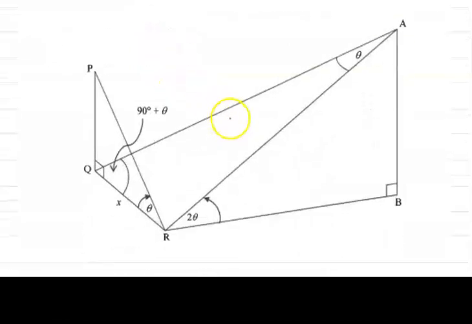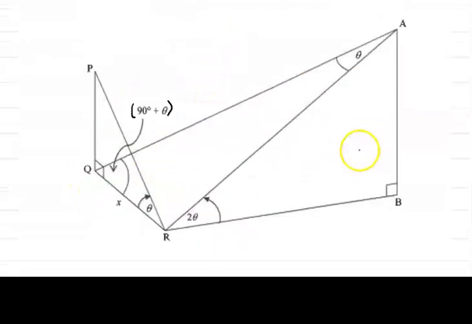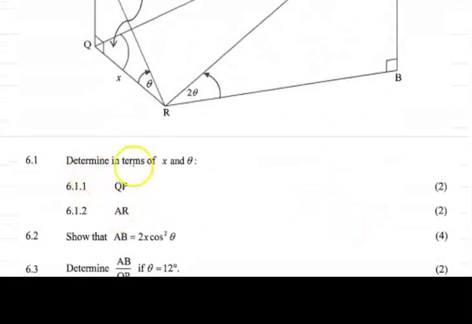The first thing that we should do is make sure that all the information is on our diagram. So if we check, we have 90 plus theta, theta, 2 theta, QR equals X. So always read, and read again. That is very, very important. Now let's look at the questions. Determine, in terms of X and theta, QP.